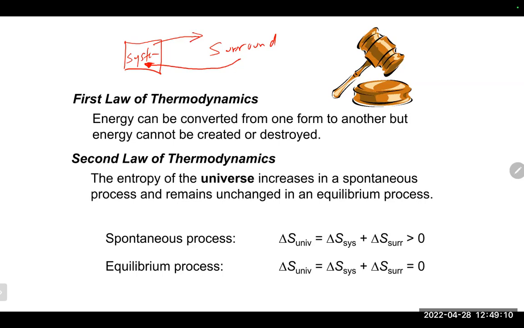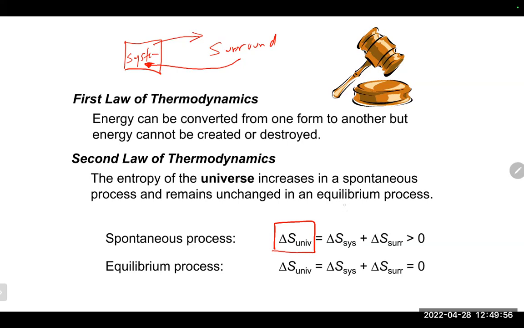The second law of thermodynamics, which is what we're dealing with here with entropy, is that the entropy of the universe increases in a spontaneous process and remains unchanged in an equilibrium process. So we can use entropy to help us decide whether or not a reaction will be spontaneous. But to do that, we have to calculate the entropy of the universe. If it is greater than 0, a positive number, then that reaction will be spontaneous. And if it's less than 0, a negative number, then it will be a non-spontaneous process.